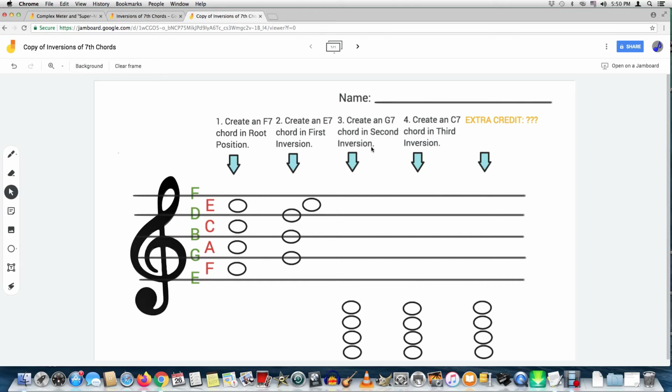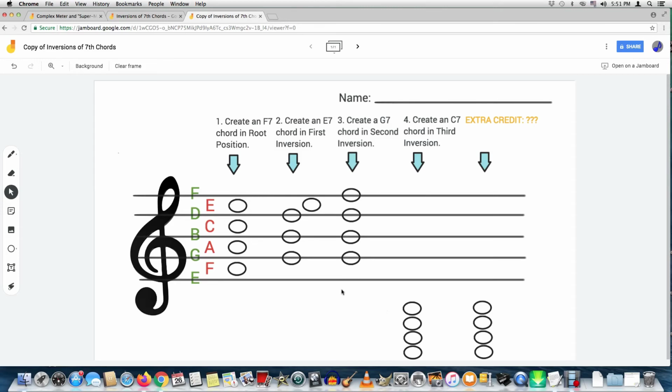Now, number 3 asks us to create a G7 chord in second inversion. So we have to start out in root position. So why am I putting the bottom note on the G line? Because it's a G7 chord, and the letter name is G. And when we're putting the notes in root position, we have to have the bottom note be on a line or space that has the same letter as the name, G7. So our bottom note is G, and then we have to place our next note a third above that, which would be B, once again. And then we place our next note a third above that, which would be D. And then our final note would be a third above D, which is F.